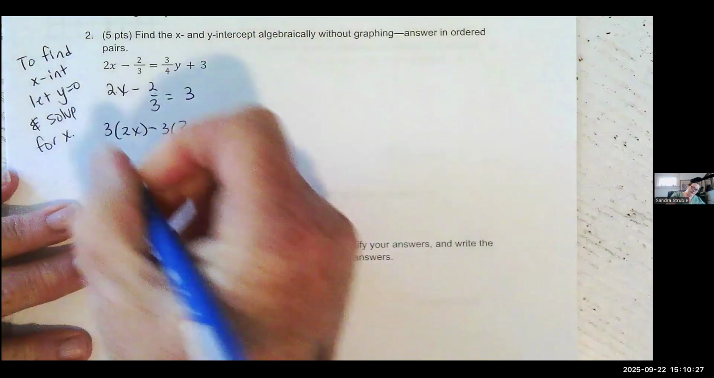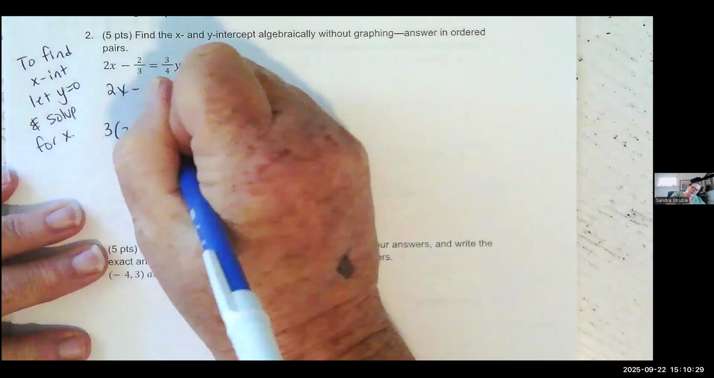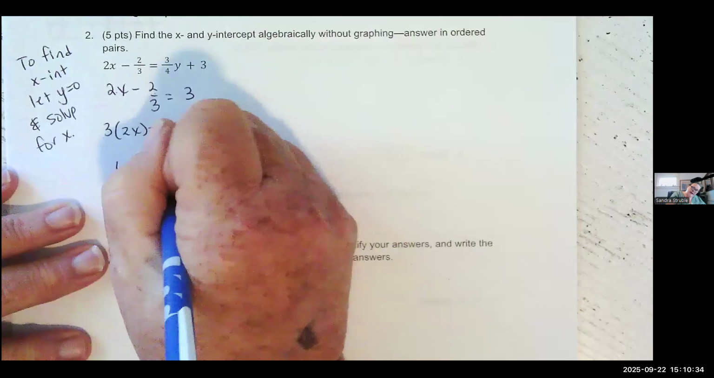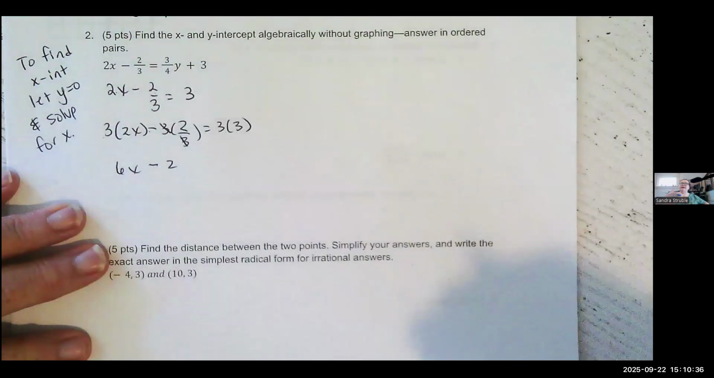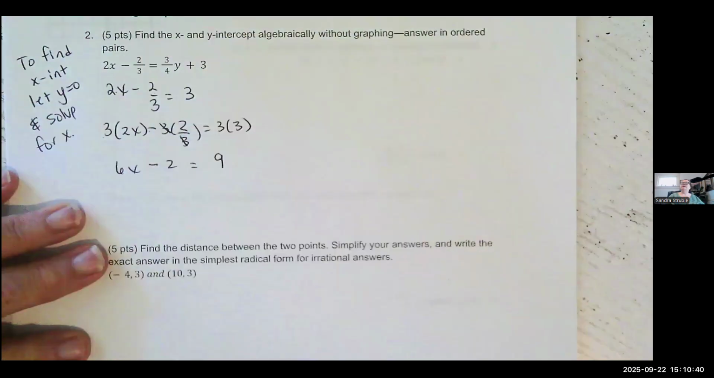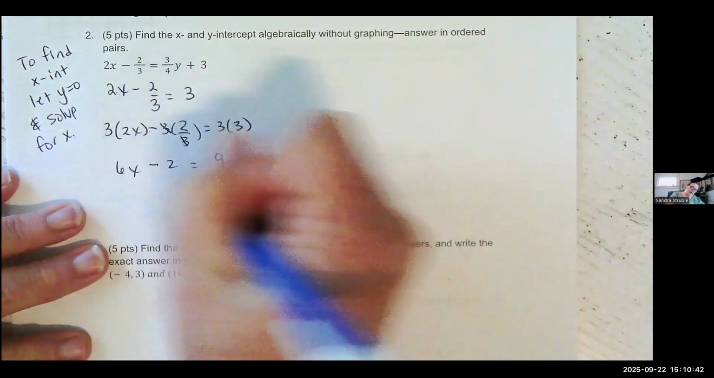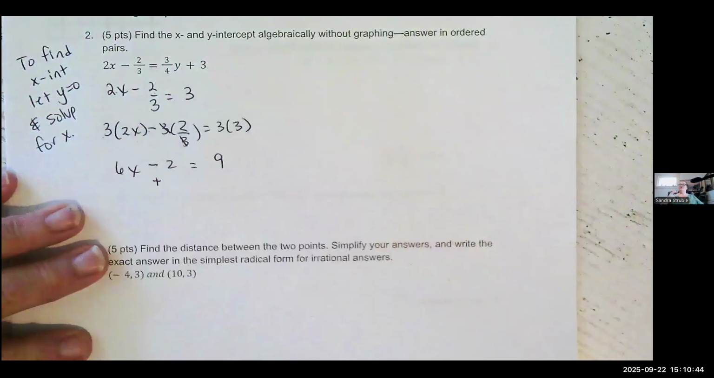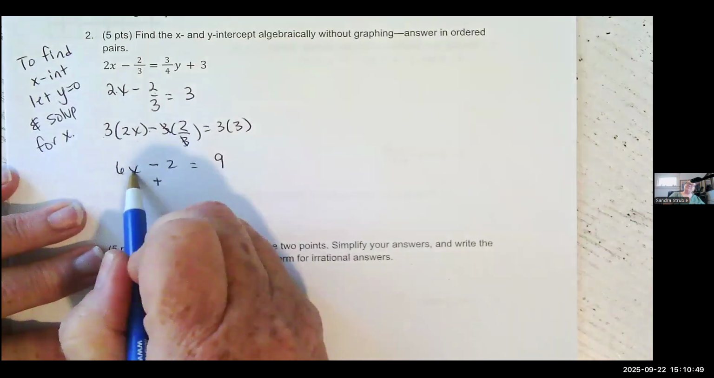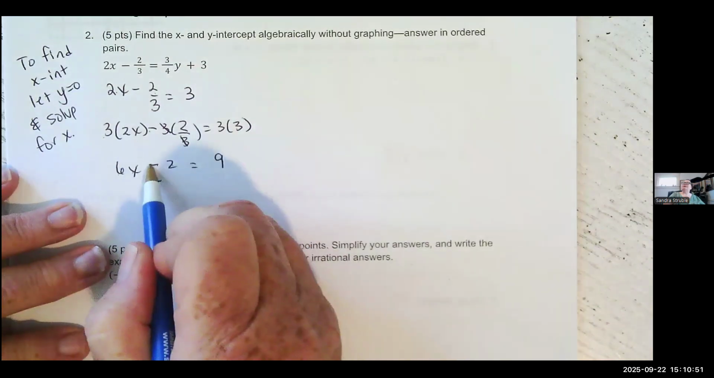All right, 3 times 2x is 6x. The 3's reduce, and you're left with -2, or -6/3, which is -2. And that's equal to 3 times 3, which is 9. Finally, we solve for x. I'm going to add 2. What's the first thing I do? Who's attached to x and how? 6 is attached to x by multiplication. 2 is attached by subtraction.